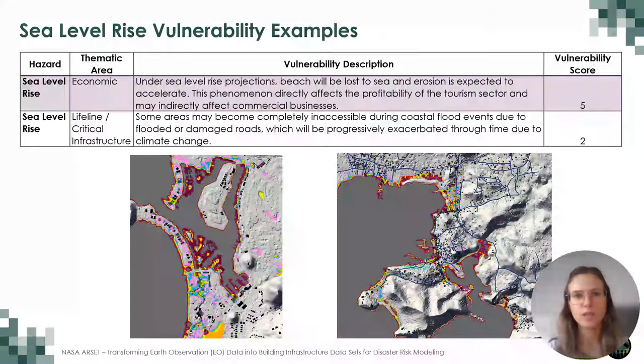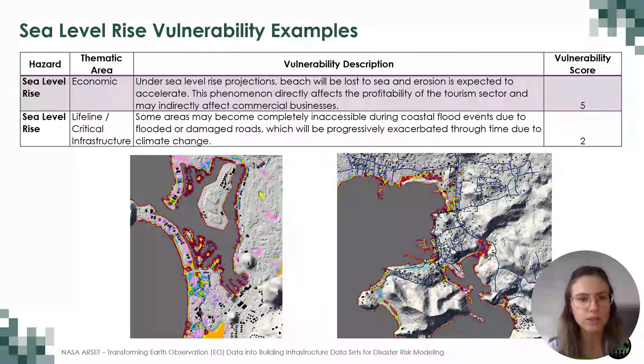So here we have some examples related to sea level rise. Under sea level rise projections, beach will be lost to sea and erosion is expected to accelerate. This phenomenon directly affects the profitability of the tourism sector and may indirectly affect commercial businesses. So in this case, we were looking at impacts to commercial businesses, but likewise, we could estimate impacts to tourism or to other sectors, for example.